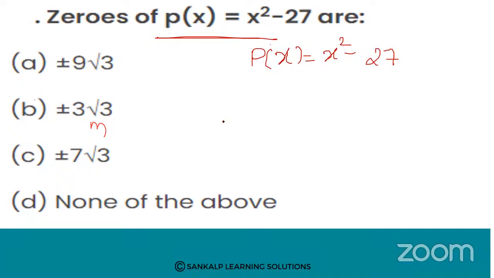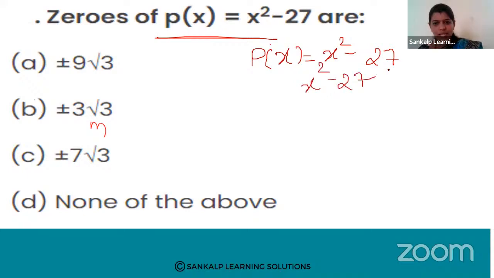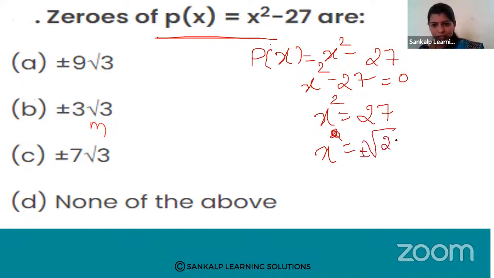Three root three. P of x is x square minus 27. So if I write it equal to 0, x square equal to, transferring this 27 to this side, it becomes 27. So x square is equal to, if I want to remove the square, what will I do? Square root, plus or minus root 27. So 27 can be written as 9 threes are 27.